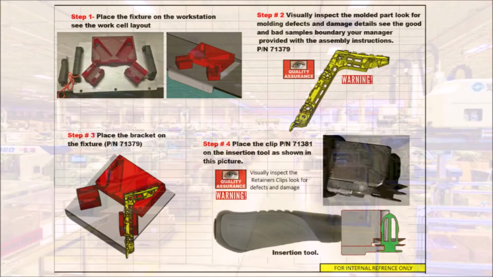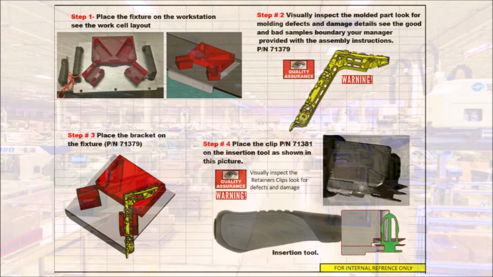The following are work instructions I received with the manual tool. Step number 1: place the fixture on the workstation. See the work cell layout. Step number 2: visually inspect the molded part. Look for molding defects and damage details. See the good and bad samples boundary your manager provided with the assembly instructions.